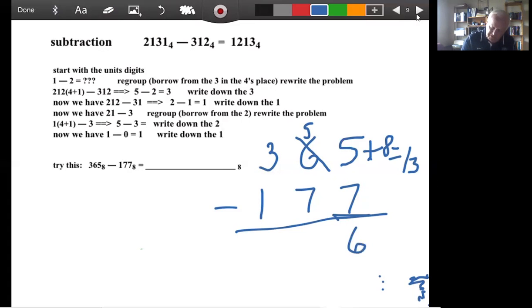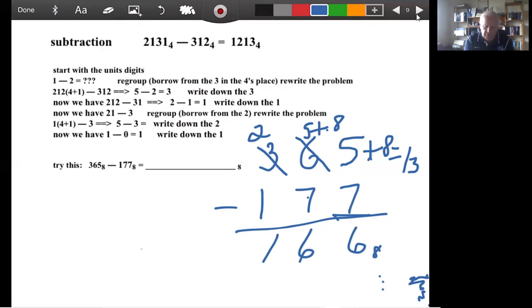We can't take 7 from 5, so we're going to take one of those 8s there. We're going to regroup it and move it back over here. So that's 13 take away 7 is 6. And then we can subtract and get that all in base 8. So it's really an interesting concept.